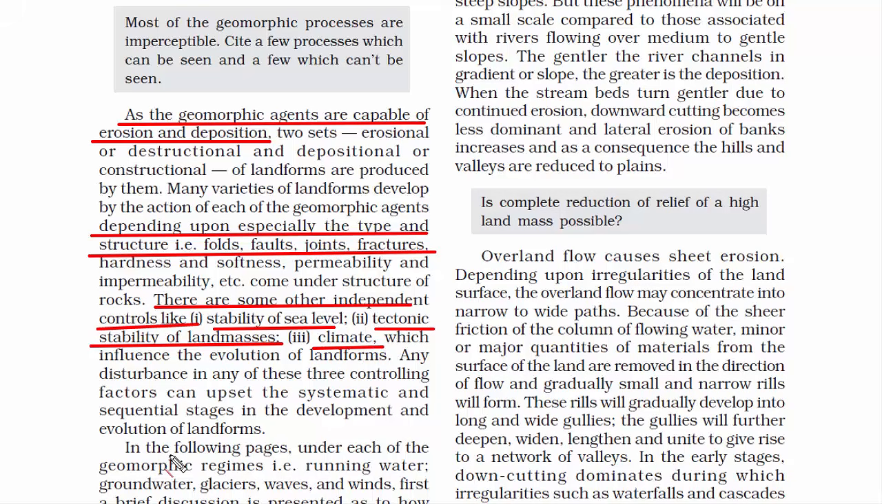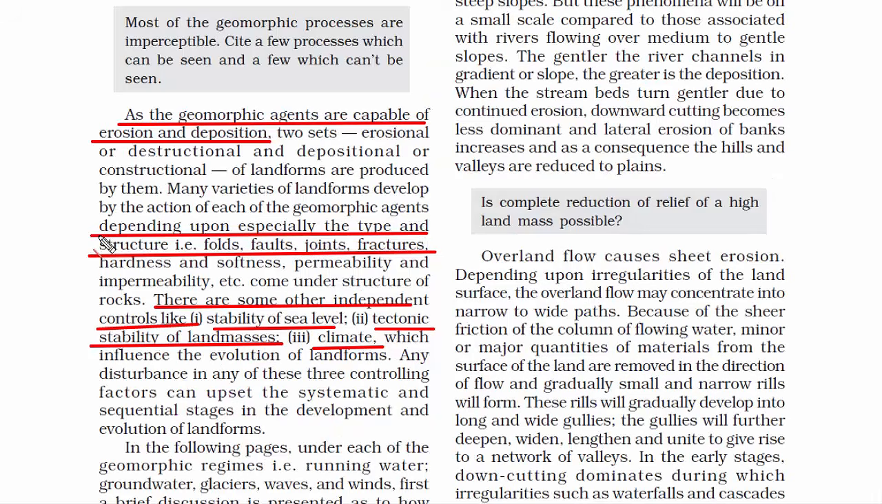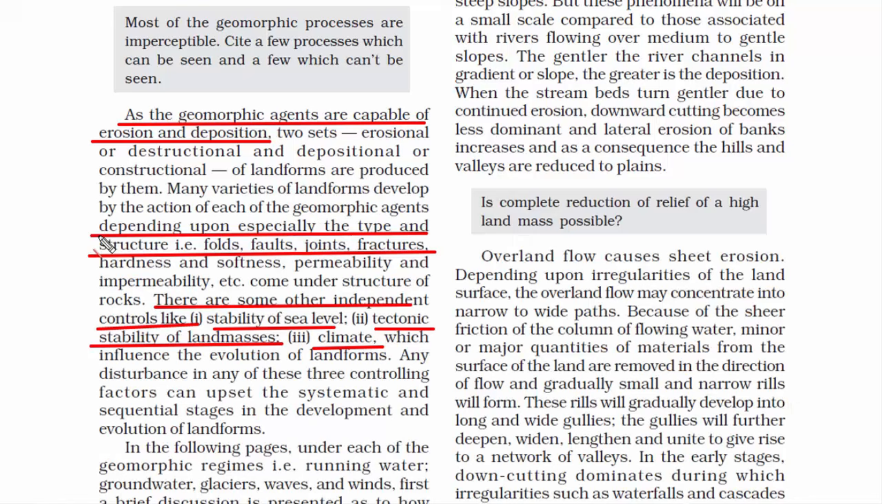The third one is climate. Now, mountains, plateaus and other types of topography are formed due to endogenic forces, meaning the forces that are generated from within the Earth's interior. Now, once they are formed, they go through intense chemical and physical weathering due to exogenic forces like sun, rain, wind, glaciers, waves, etc. Now, all these are dependent on climatic condition.